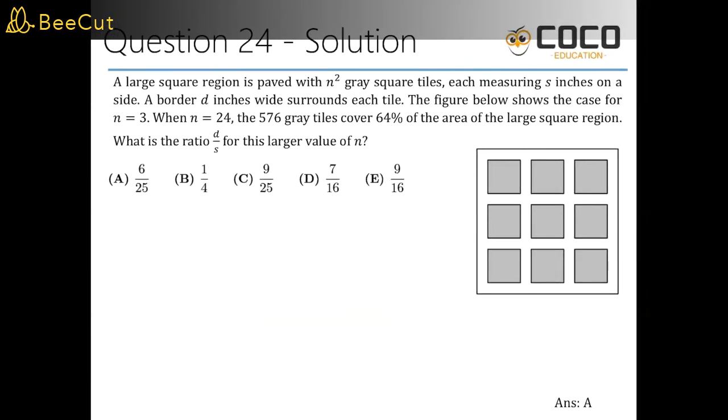Question 24. So there are some shaded small squares in the middle. They said when n equals 24, it means you have 20 more small squares along each side. This figure only shows 3. When you have 24 of them, 576 grid tiles cover 64% of the total area.